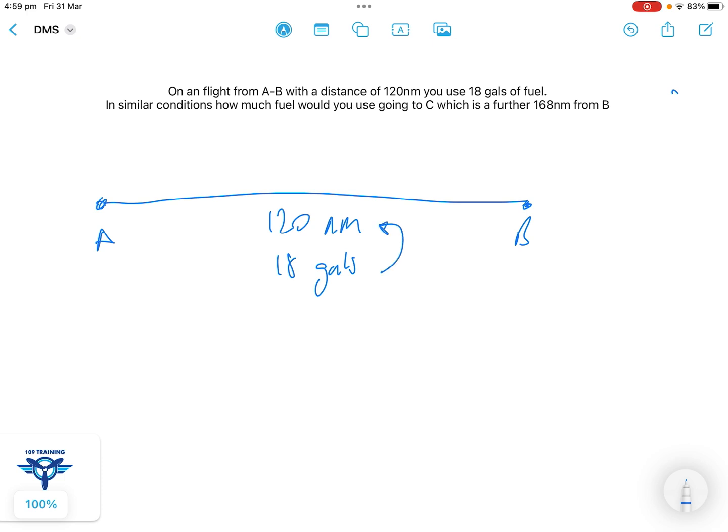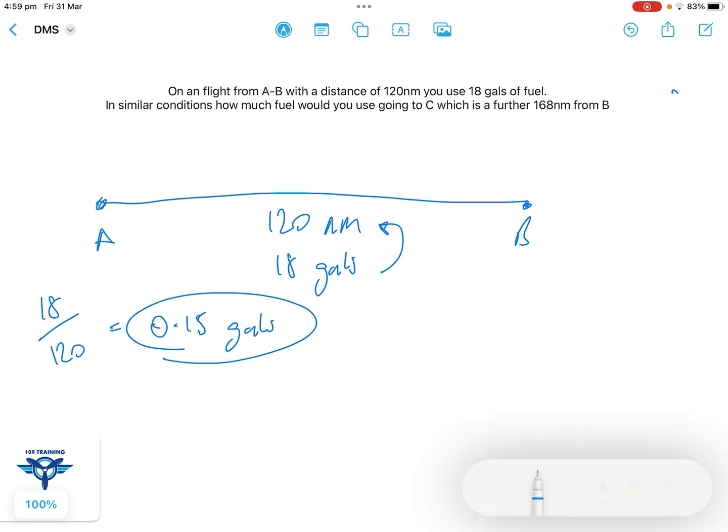Okay. So what we need to do is work out, if it burns 18 gallons in 120 miles, how much is it going to burn in 1 mile? And the way that we do that is we do 18 divided by 120. If we put that into our calculators, 18 divided by 120 gives me 0.15 gallons. So that's the key number. For every nautical mile I go, I'm going to burn 0.15 gallons.